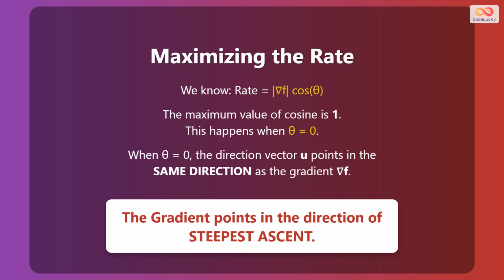Now, here is the key question. In which direction is the rate of change the highest? Well, looking at our formula, the rate is maximized when the cosine of theta is 1. This happens exactly when theta is 0. This means the direction vector u must point in the exact same direction as the gradient vector.